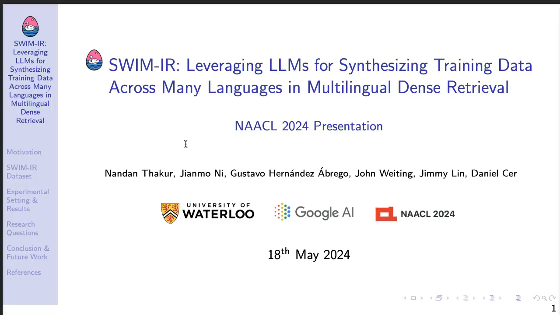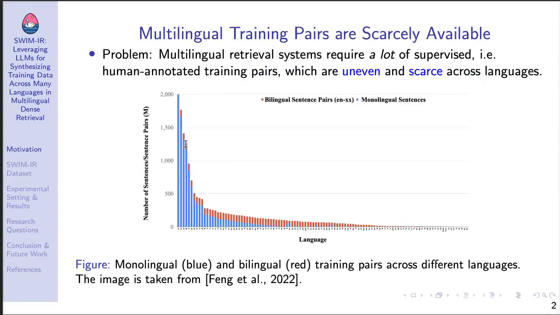All of us are going to present today SwimIR, which talks about leveraging LLMs for synthesizing training data across many languages in multilingual dense retrieval. Without further ado, let's look into the motivation of why we created SwimIR.